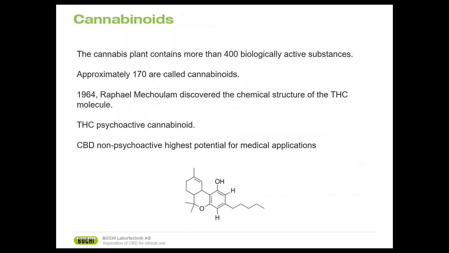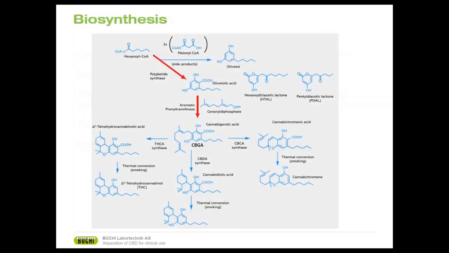The cannabinoids. To understand the plant itself, we need to know the content and the effects of those. Cannabis plants contain more than 400 biologically active substances. Approximately 170 of them are called cannabinoids. THC is a psychoactive cannabinoid found in the cannabis plant. CBD is a non-psychoactive cannabinoid. To make it clearer, when we say psychoactive, it means that when you consume THC, it will give you the hype and high feeling. In contrast, when you consume CBD, you will not get the high or hype feeling. However, it will have some other effects that we will discuss later today.